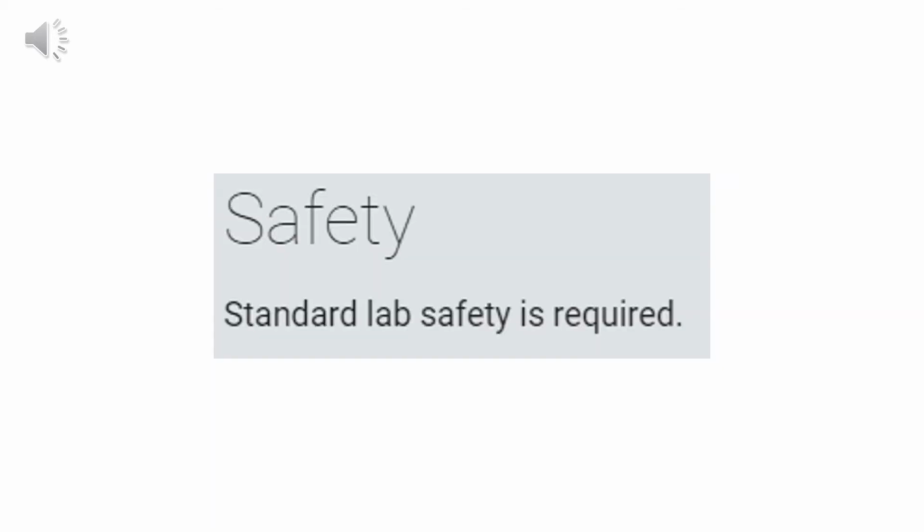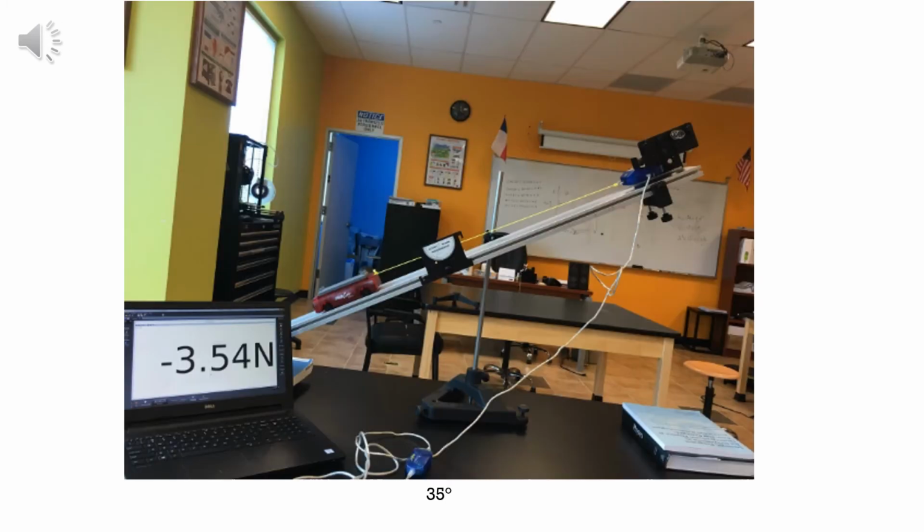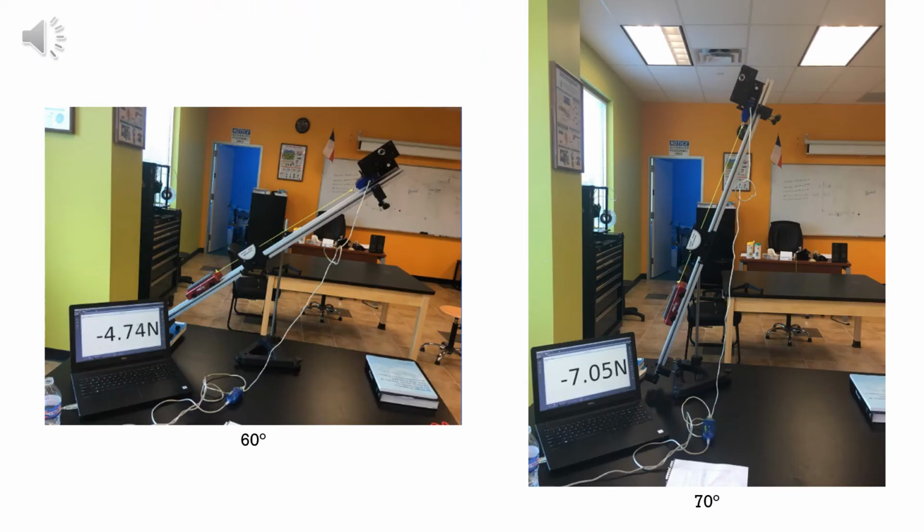For this lab, standard lab safety is required. This is a picture of our experimental setup at 35 degrees. This is the experimental setup at 60 degrees and 70 degrees.